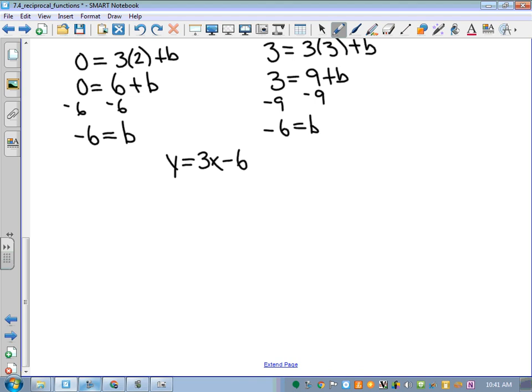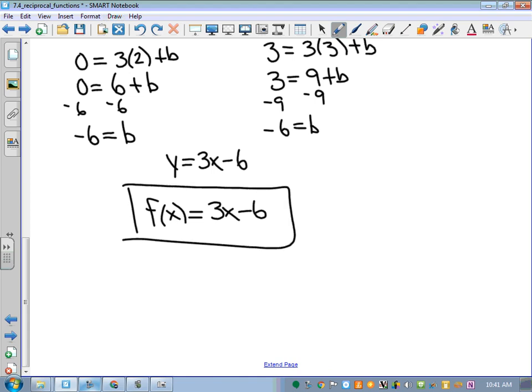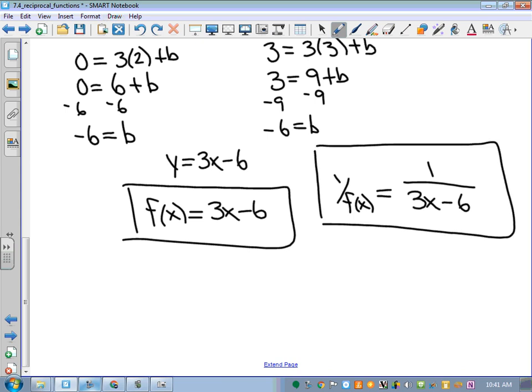So use that function notation when you're asked for it, and f of x would be 3x minus 6. Now, they don't ask for it, but just one last time, if f of x is 3x minus 6, 1 over f of x is 1 over 3x minus 6. And this is a great way to confirm that it is the graph that we were given, or the graph that we were looking at.